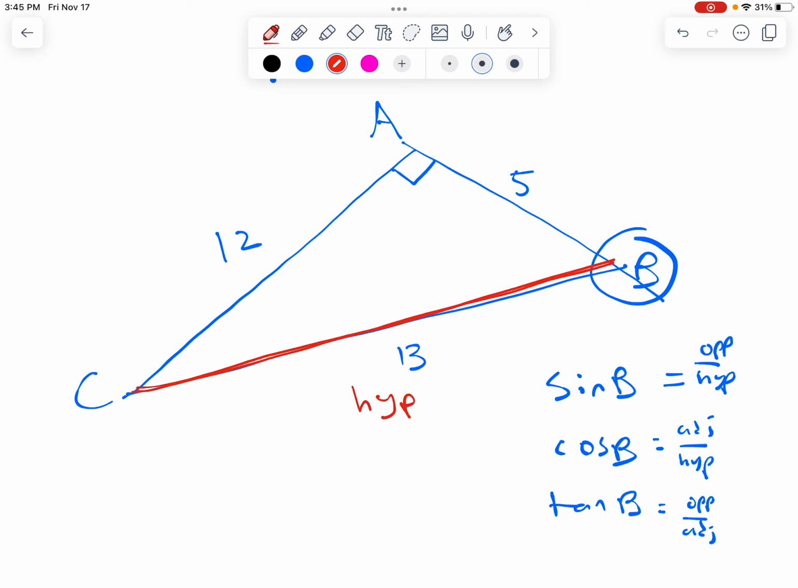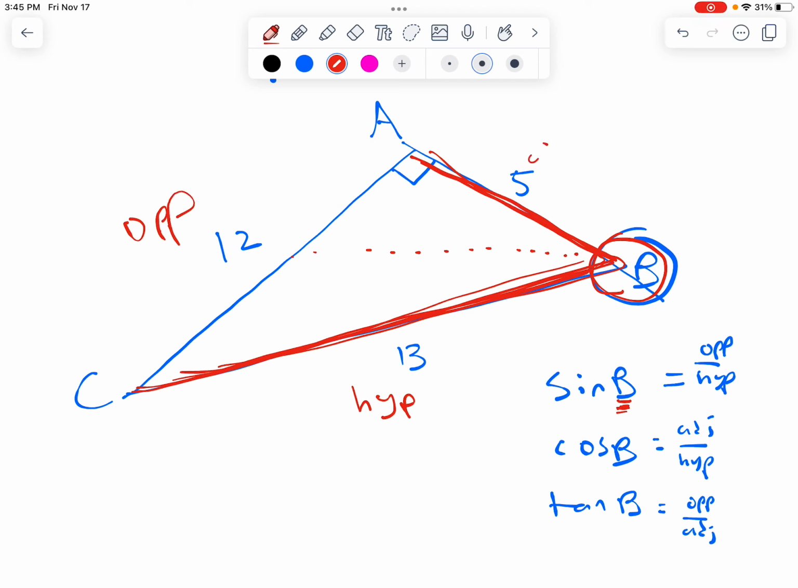Now, to find the opposite, we are talking about B. B is our reference angle, so you're standing at B. This angle, or sorry, this line and this line, those two lines form angle B. And I'm looking across opposite that, and so 12 is my opposite side, and then 5 is my adjacent. Okay, so now we can fill this in. Opposite is 12, hypotenuse is 13. Cosine is adjacent, my adjacent is 5, hypotenuse is 13. Tangent is opposite, which is 12 over adjacent, which is 5. And we've got our three ratios.